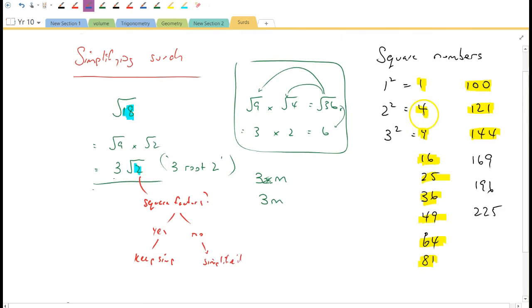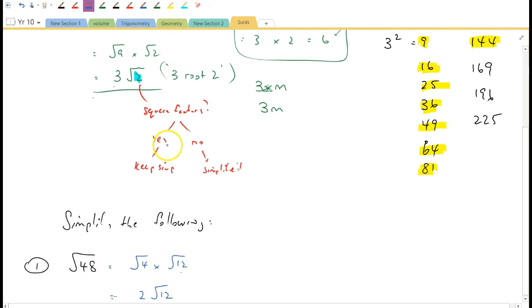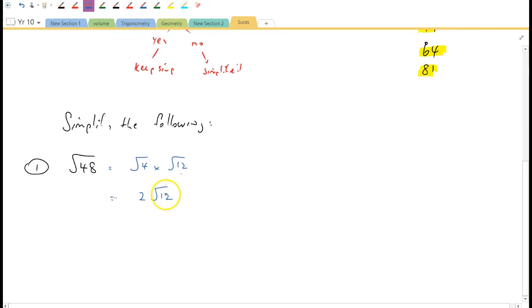But let's say I didn't know that, and I just went straight to 4. That's no worries. I just say, well, that's equal to the square root of 4 times the square root of 12, because 4 twelves are 48. Now, the square root of 4 is 2. And I drop the times sign, and I just go 2 root 12. Remember, is there a yes or a no to the answer to the question, does that have any square factors?